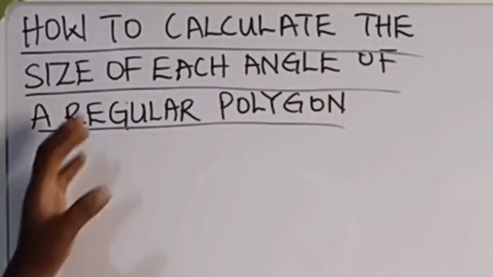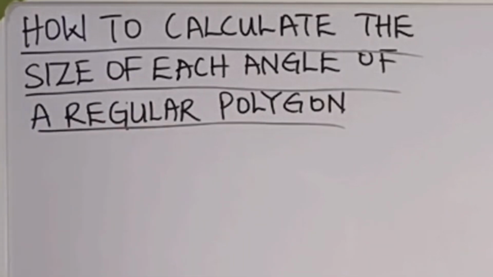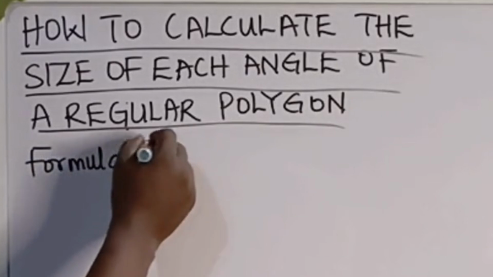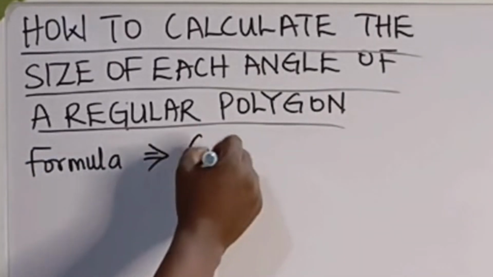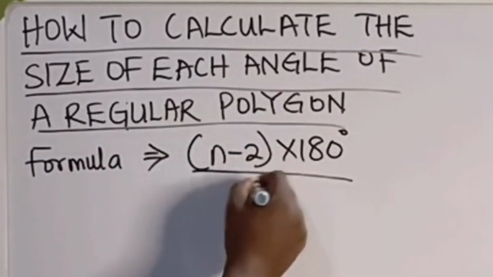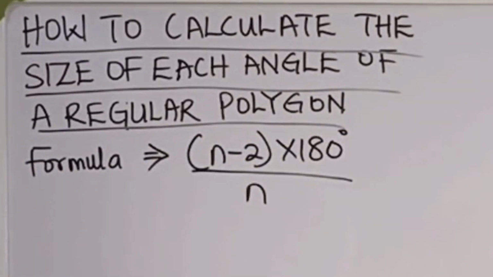Okay, so here we are calculating the size of each angle of a regular polygon. So the formula to get that done is (n minus 2) times 180 degrees divided by n. So this is the formula you need to calculate the size of each angle of a regular polygon. So let's look at an example.